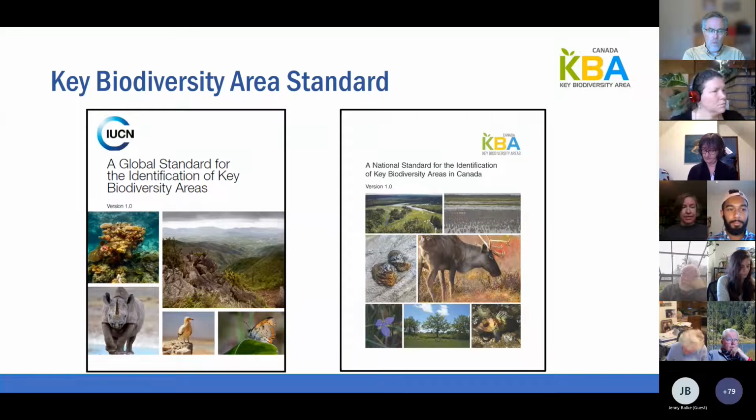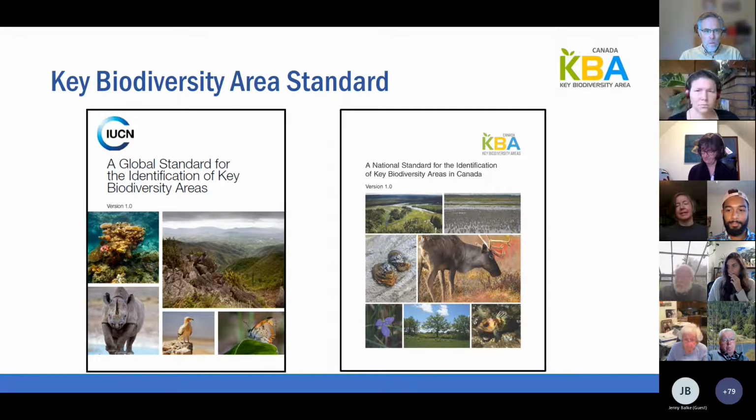So these are the two standards that we use. These are the Bibles of key biodiversity area work. If you're not sure whether a site meets key biodiversity area standard criteria, you can look it up in the global standard for the identification of key biodiversity areas, as well as this new national standard, which was published in Canada earlier this year. We've also just released the French translation.